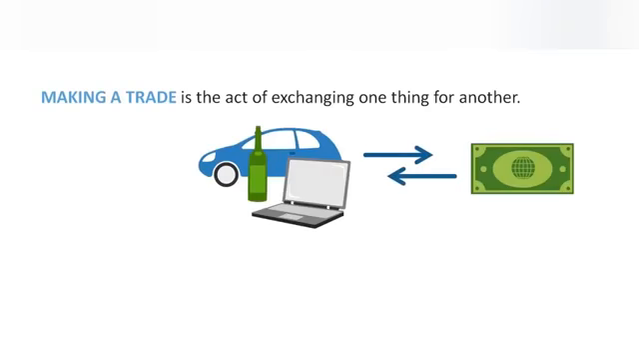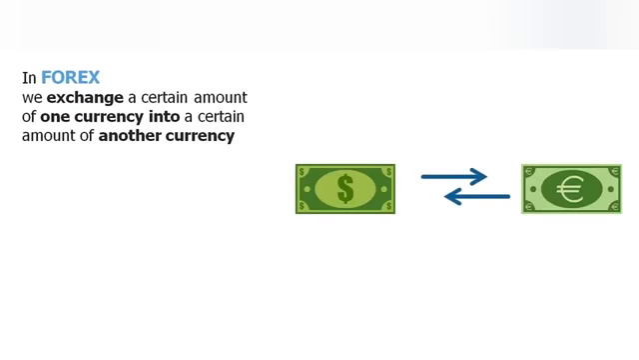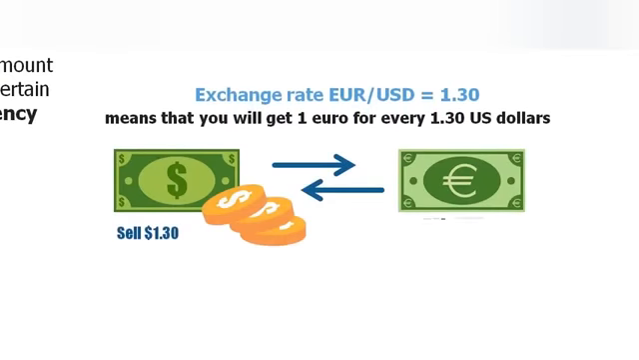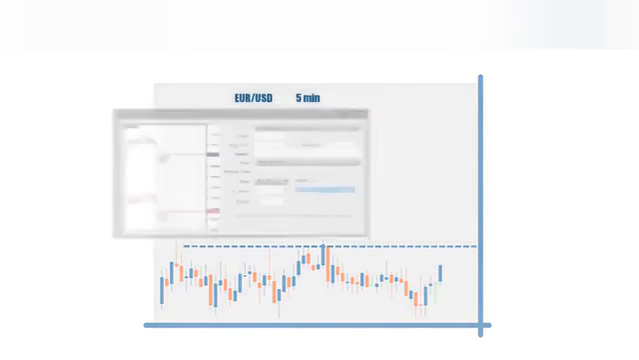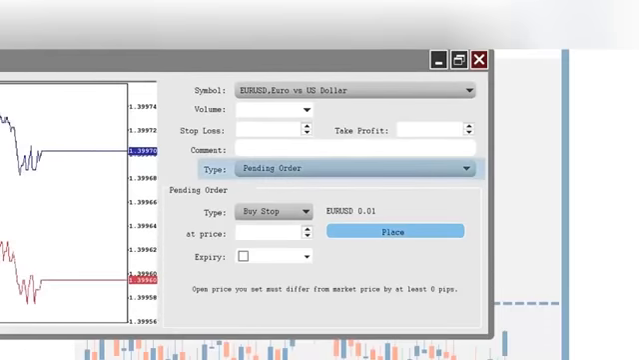Making a trade is the act of exchanging one thing for another. In the context of Forex, it means that we exchange a certain amount of one currency into a certain amount of another currency, based on the current price of the currency pair. For example, if the price of the euro-US dollar currency pair is at $1.30, we can get €1 for every 1.3 US dollars. Instead of waiting for a specific price level to be reached to place your trade, you can tell the trading platform to automatically open your trade if that price level is hit. This is called entering a pending order.